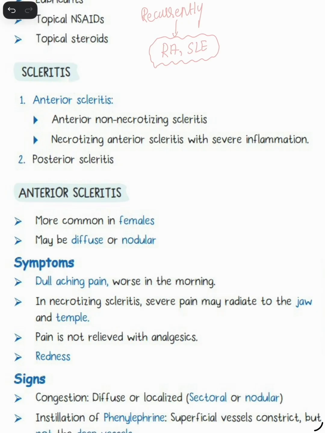Next topic is scleritis. Scleritis can occur anteriorly or posteriorly in the sclera. In anterior scleritis, two forms occur: non-necrotizing scleritis or necrotizing scleritis with severe inflammation. Anterior scleritis occurs more commonly in females. Again, it can be diffuse type or nodular type. In diffuse type, the whole eye is involved, and in nodular type only a nodule is involved.